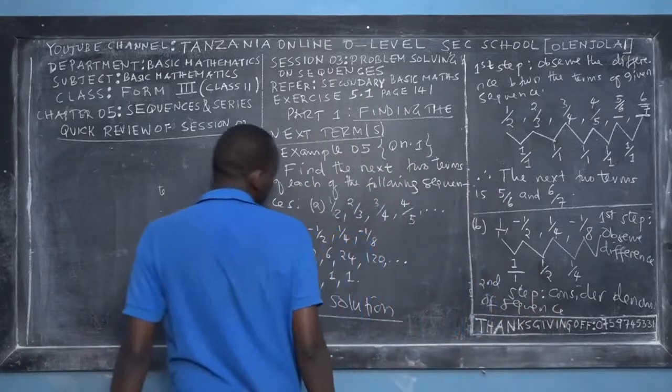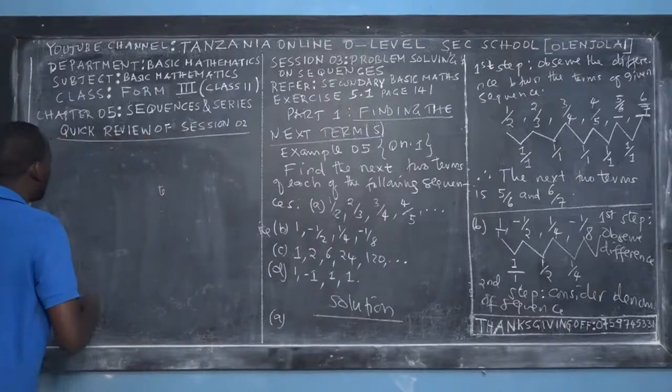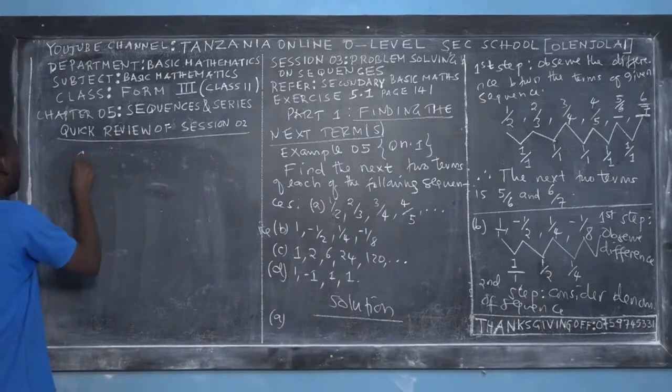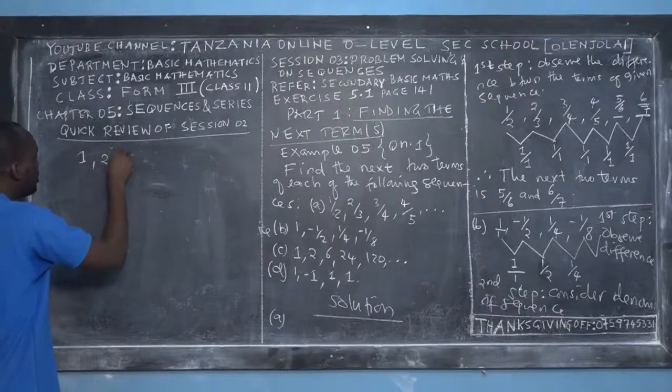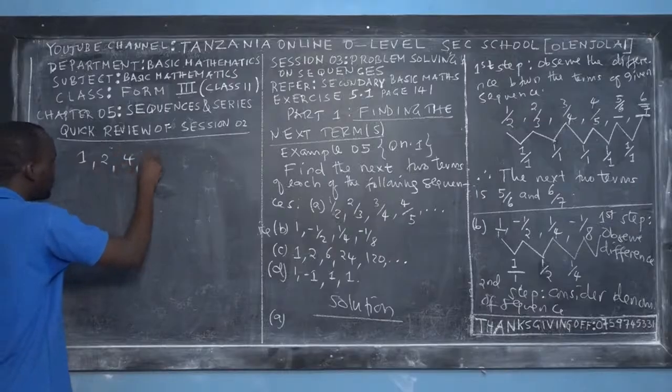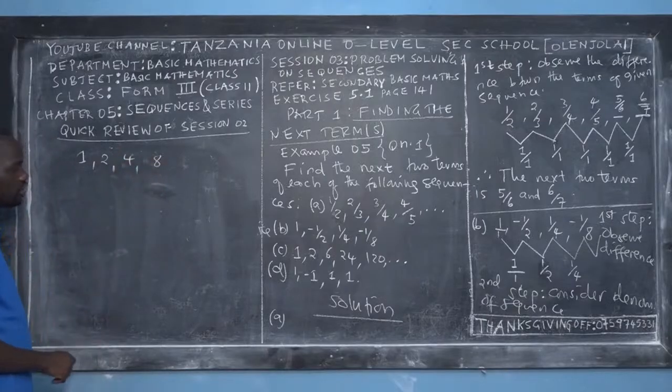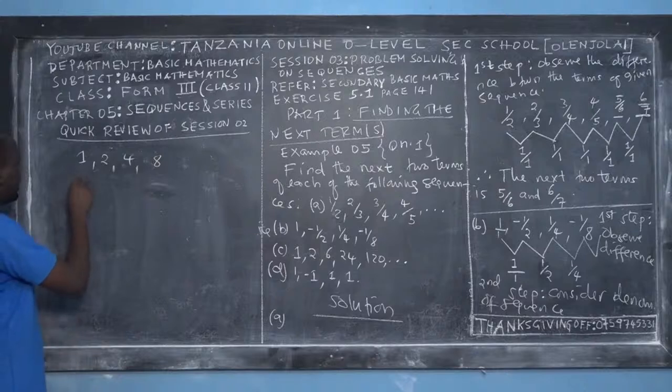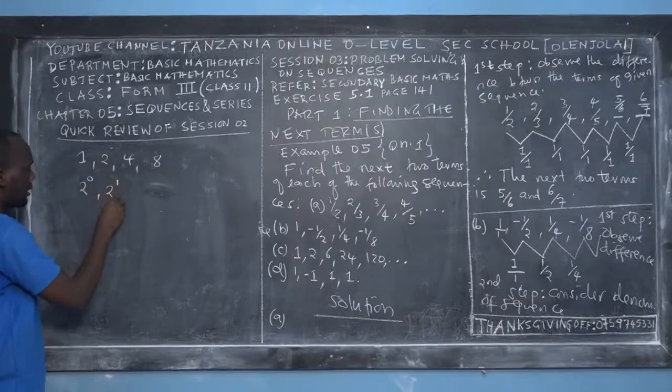So ignore the sign first, right? If you consider the denominators of the sequence, you have 1, the next one is 2, the next one is 4, the next one is 8. What is the relationship between them? If you analyze that, this is 2 power 0, because 2 power 0 is 1. And this one is 2 power 1, right?